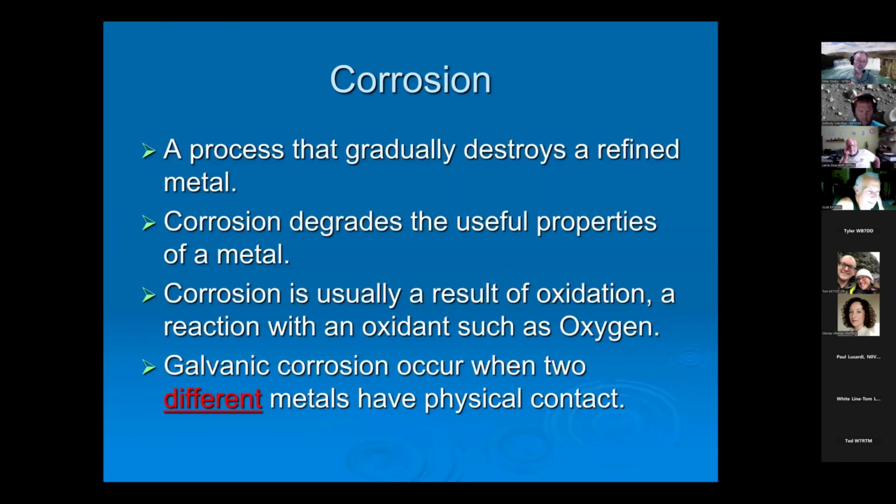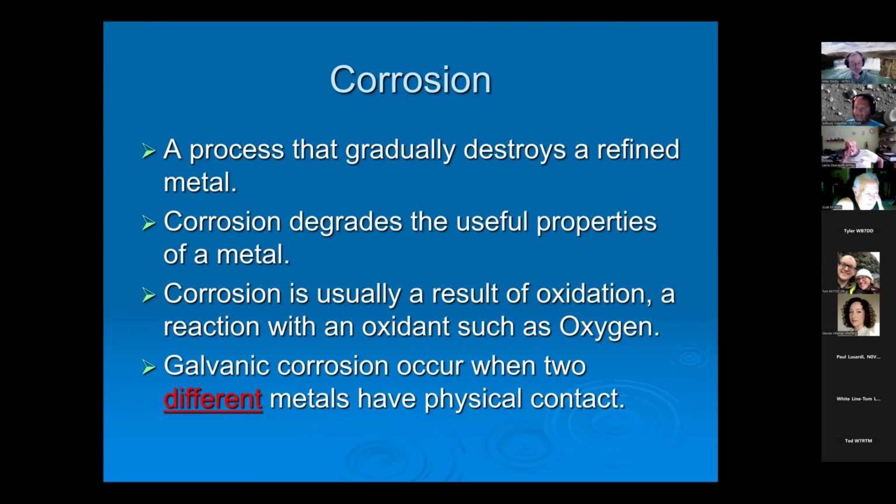Not good. So corrosion is the process that gradually destroys a refined metal. That's the definition of what corrosion is: gradual destruction of refined metal. That corrosion degrades the usefulness and properties of the metal. Corrosion is usually a result of oxidation, a reaction with some kind of oxidant, usually oxygen. Now, that's one type of process that goes through there and destroys some kind of refined metal.